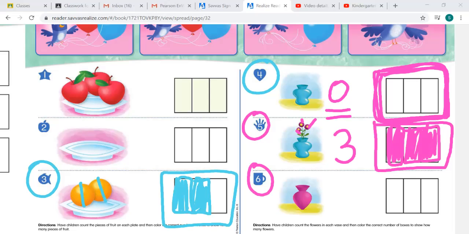Look at that vase. Do you see any flowers? What number tells us the number of flowers you see right now in this vase? Well, there's no flowers, so the number 0 is telling us that there are no flowers in that vase. And when we look over here, what should we do? Should we color in any of the rectangles? No, we shouldn't, because 0 means none. So there's no flowers in the vase. We use the number 0, and we don't color in any of those boxes.